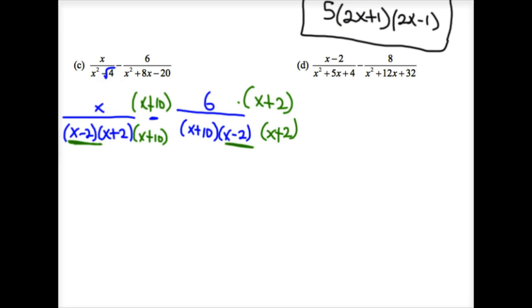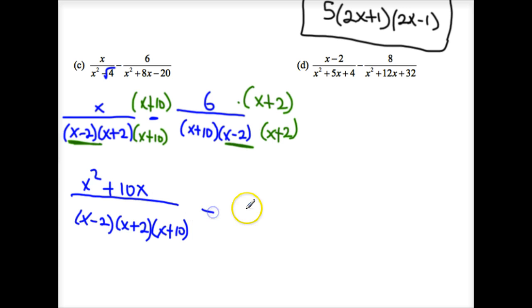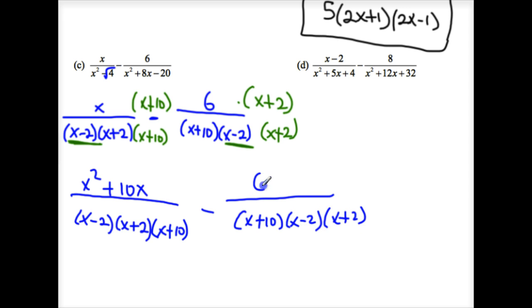Now that they have the same thing, I need to make one big denominator: x minus 2, x plus 2, x plus 10. What goes on top? x squared plus 10x, take away x plus 10, x minus 2, and x plus 2. This becomes 6x plus 12.